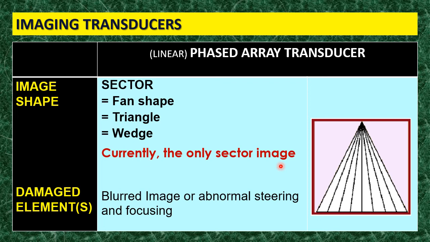What happens if I have a damaged element? As we mentioned earlier, we have many elements, for example, 128. If I have more than 100 elements and one or two of them are damaged, this will not have a tremendous effect on the image. I will get a slight effect in the image quality or in the image steering. I will get a blurred image, but not complete damage. Even if some of the elements are damaged, I will get only a blurred image or abnormal steering or focusing.